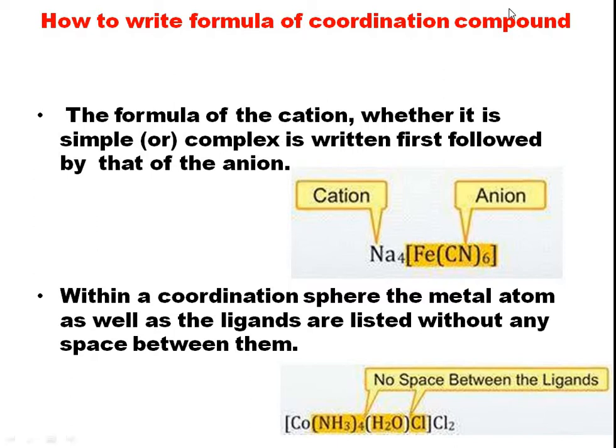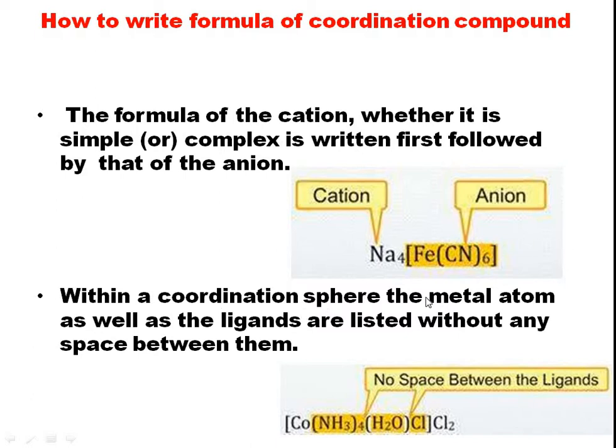The formula of the cation, whether it is simple or complex, is written first, followed by the formula of the anion. Like in this complex, sodium is written firstly, and after the sodium, the anionic part is written.